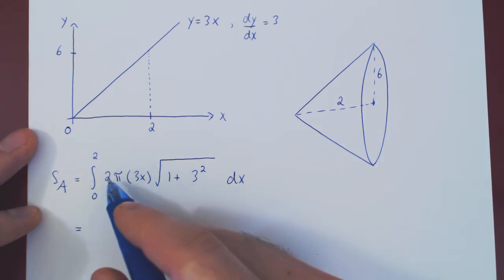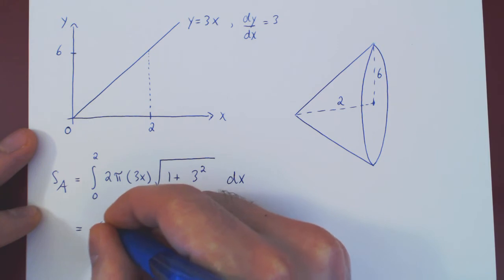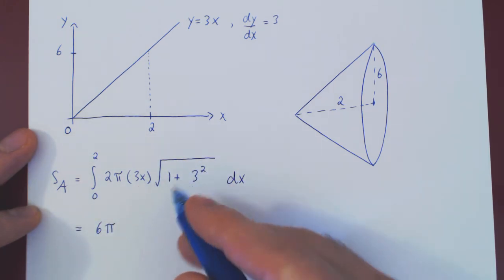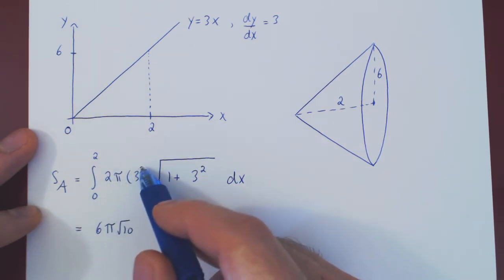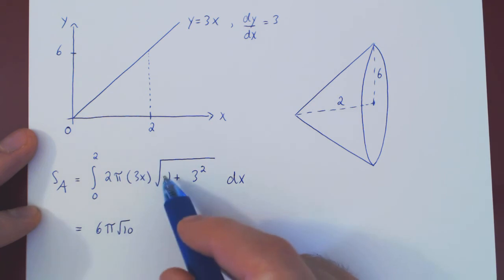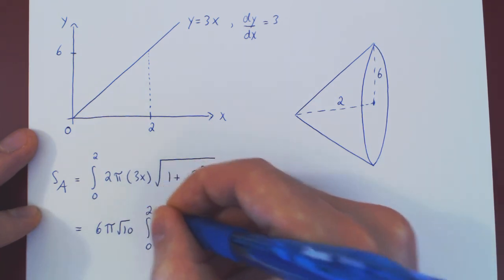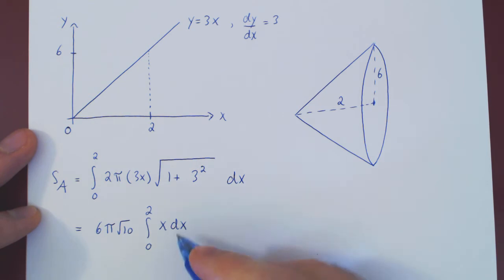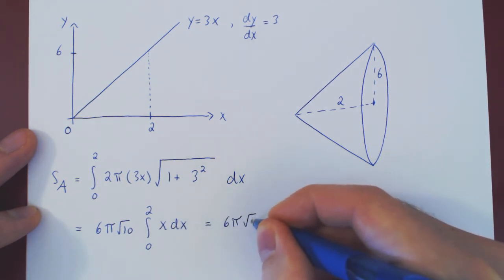So what can we factor out? Well, we have 2 times 3 is 6 pi, so we have a 6 pi. This is also constant. It's the root of 9 plus 1, which is 10, so root of 10. So we factor the 2, the 3, the pi, and the root of 10, so we're left with the integral from 0 to 2 of x dx. This is now, of course, trivial. We use the power rule, and of course the fundamental theorem of calculus.